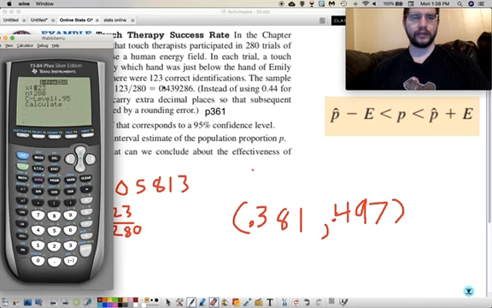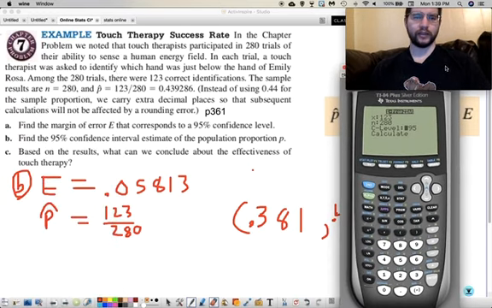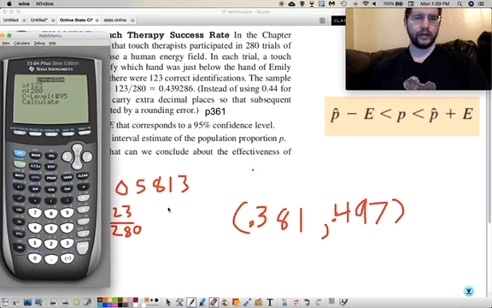And it's going to ask you, what's X? Remember, the number of successes is X. Total number is N. 123, 280, confidence level is 0.95. I did this one earlier, that's why it's already in there. And you just type it in, it spits out your answer. 0.381 to 0.497. Done.